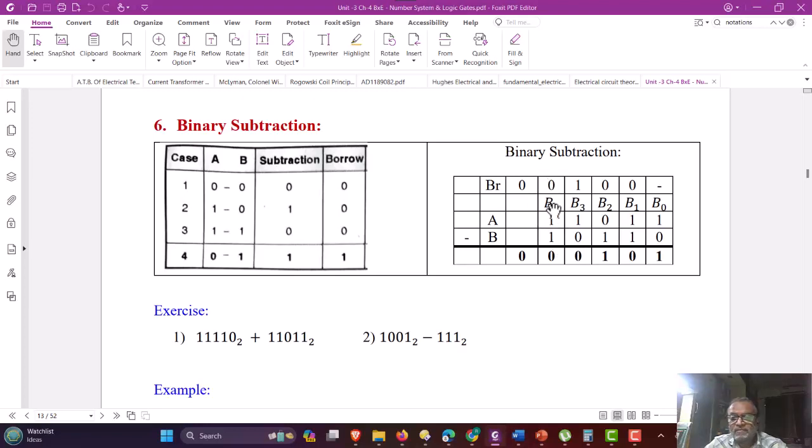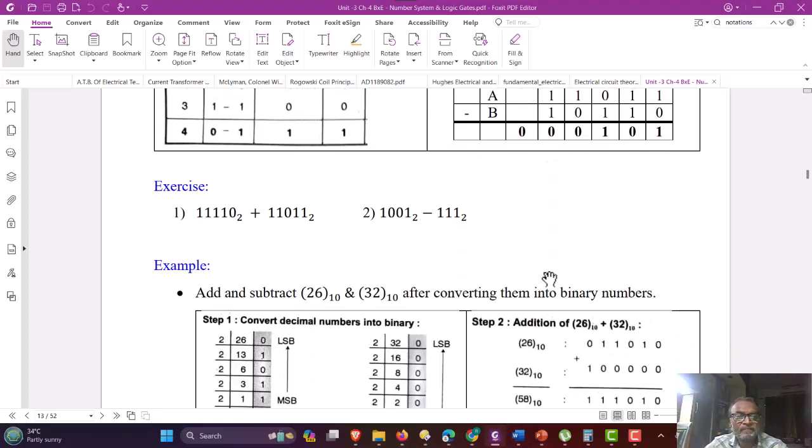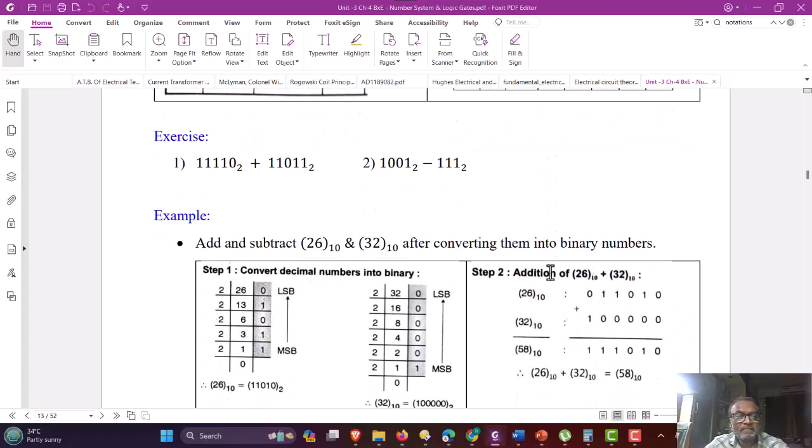In B4 column, 1 minus 1 is 0 and therefore number A 11011 minus number B 10110 gives rise to the subtraction 101. No borrow is generated, so the number is positive and number A is greater than B. You can practice adding multi-bit binary numbers with the following exercises. It is left to you as home exercises.